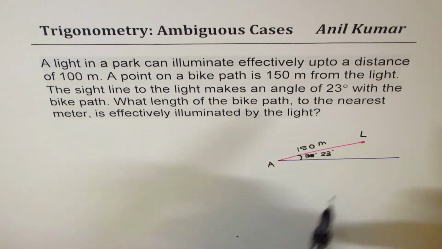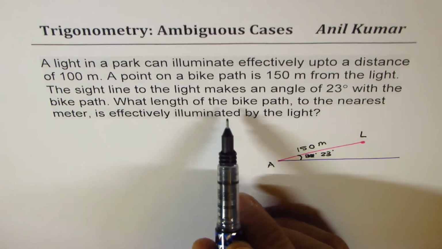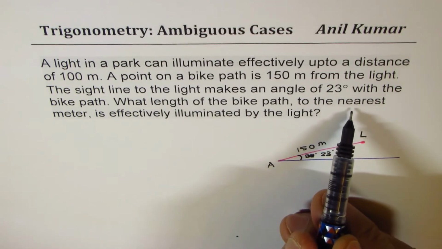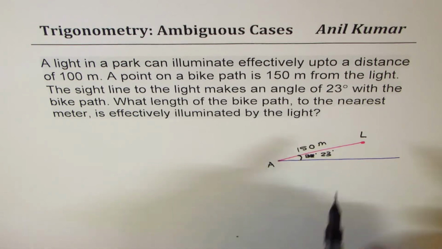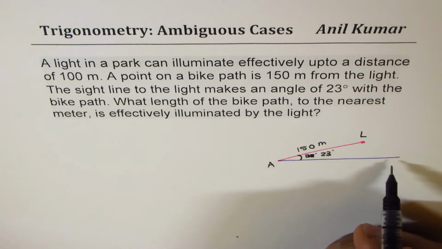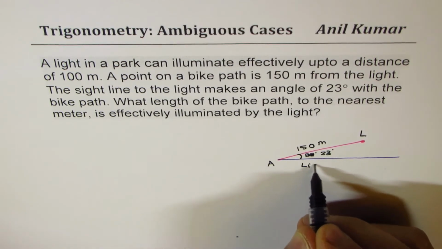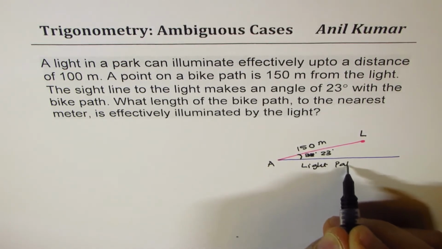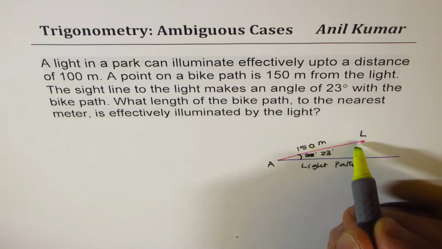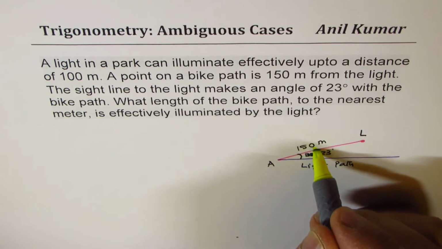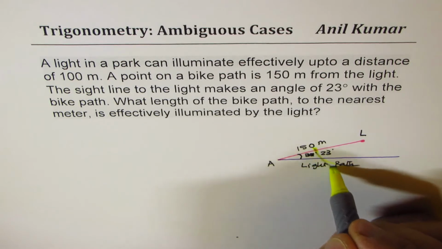Correct. Now the question here is, what length of bike path to the nearest meter is effectively illuminated by the light? Now the light path is right there. This is the light path. Now as you can see, as given also here, the light can only illuminate up to 100 meters effectively. That means kind of like here, right? So from here, this much portion can be illuminated. So we can say kind of like this. So you can make a circle. Is it okay?